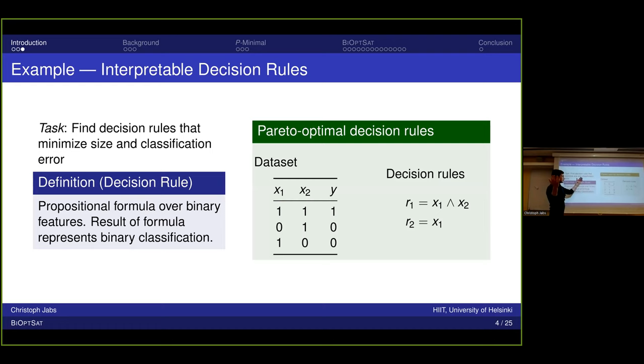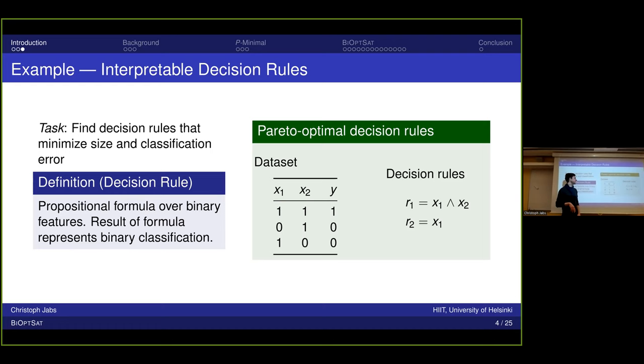If we look at a very tiny toy data set, here we have three different data samples with two features and one class. The output of our logical formula over x1 and x2 will give us the prediction of this classifier. A rule might look something like feature x1 and feature x2. If we look at our data set, this first sample would be classified as 1, which is correct. These two would be classified as 0, which is correct. So the accuracy of this classifier would be perfect, 100%, and its size is 2, if we measure in terms of literals that appear in the decision rule.